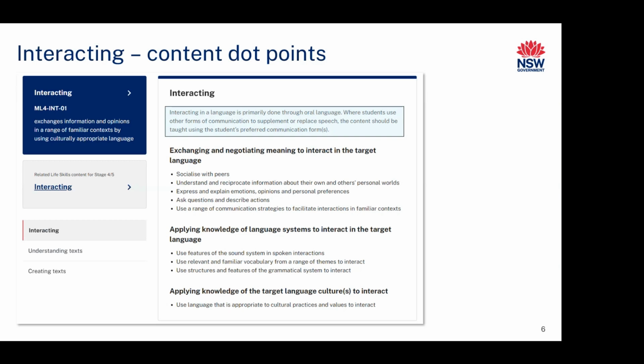In designing our support, we noticed that the interacting outcomes were the most challenging. Interacting focuses on exchanging and negotiating meaning, and negotiating is a key word here. It means there is a level of spontaneity and/or unknown in each interaction, which students need to navigate in order to interact successfully. With careful scaffolding, students can interact from the very beginning of stage 4. It may not look like a conversation, but it will look like an interaction, and we'll show you some examples today.